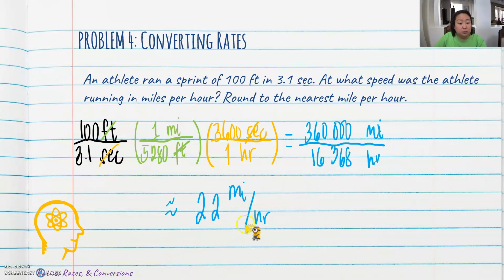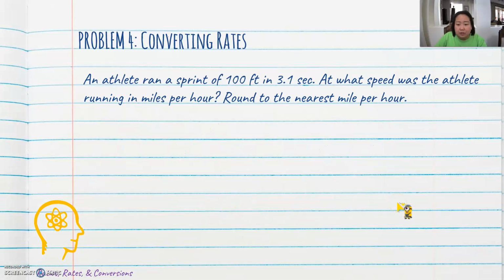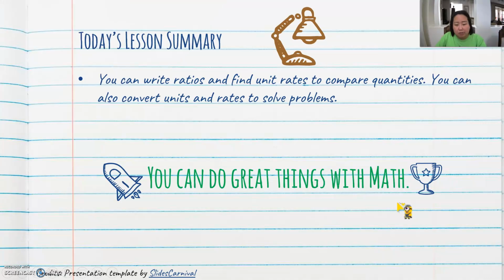22 miles per hour. Okay, so to summarize, you can write ratios and find unit rates to compare quantities. And you can also convert units and rates so that we can solve the problems.